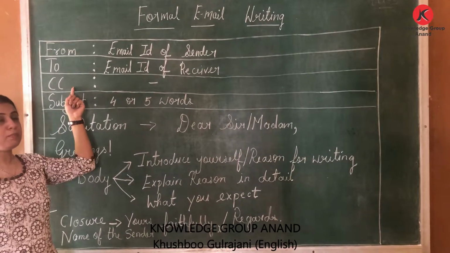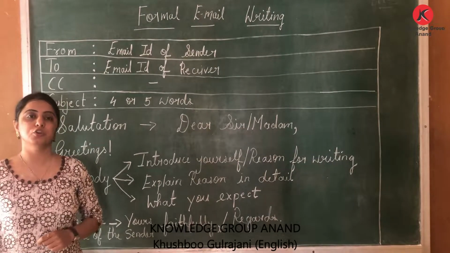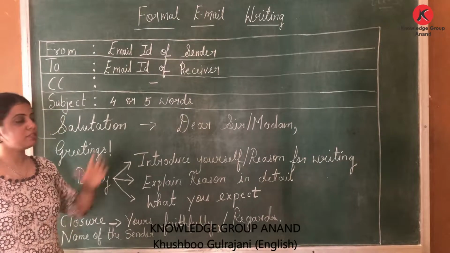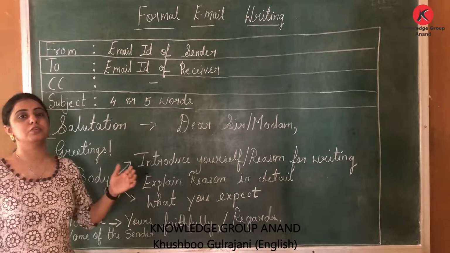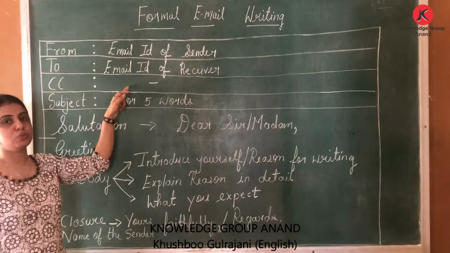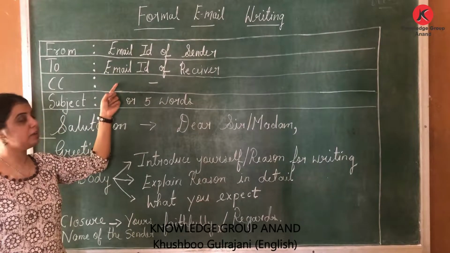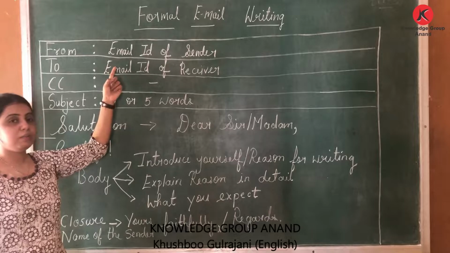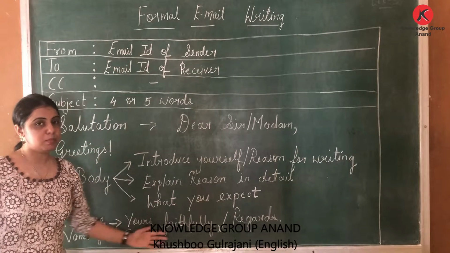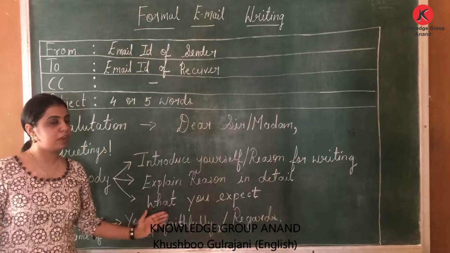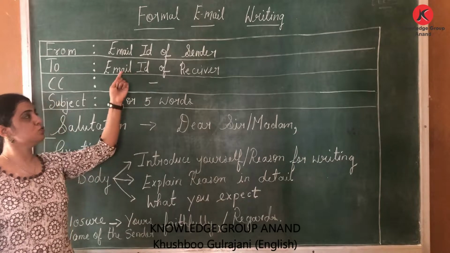CC, if you can remember, CC stands for carbon copy. Carbon copy means the same email will be sent to another person also whose email ID you are going to mention over here. But what's the difference between writing an email ID in To and writing an email ID in CC? When you write an email ID in To, the entire email and all the instructions that you are going to write in your body paragraph goes to this person.